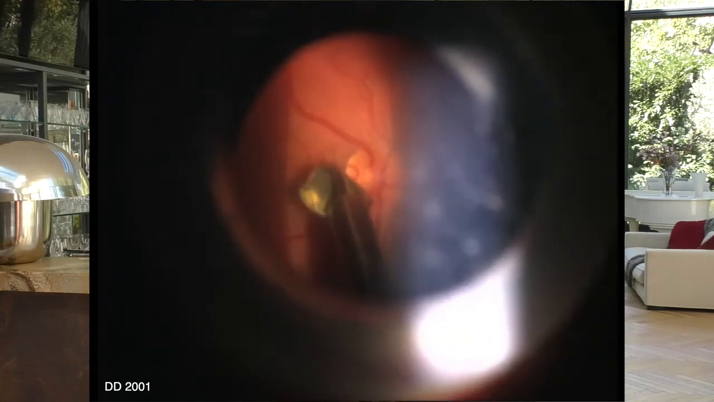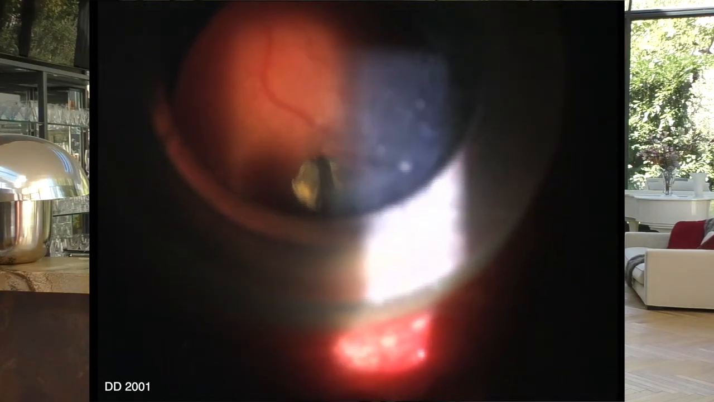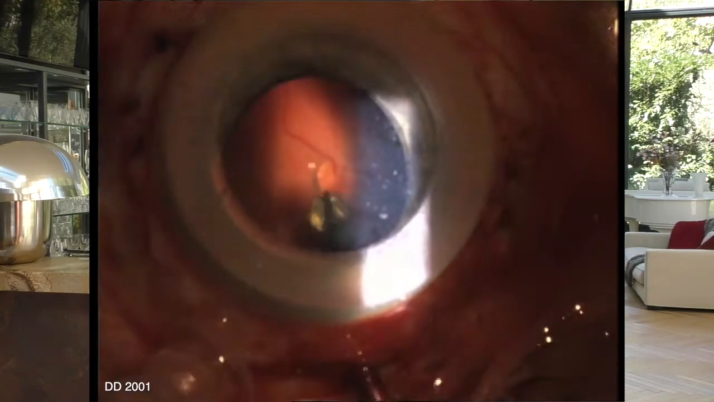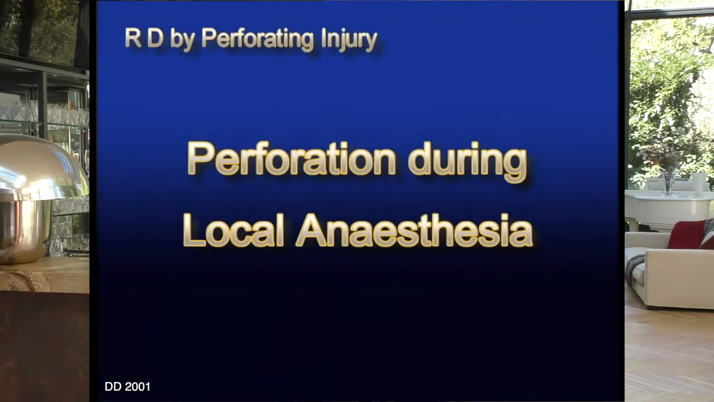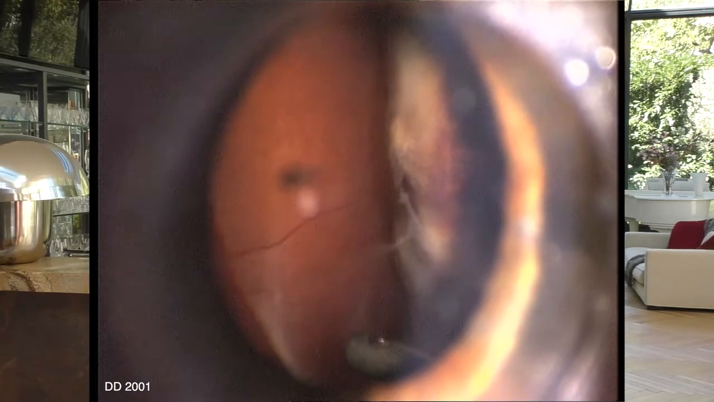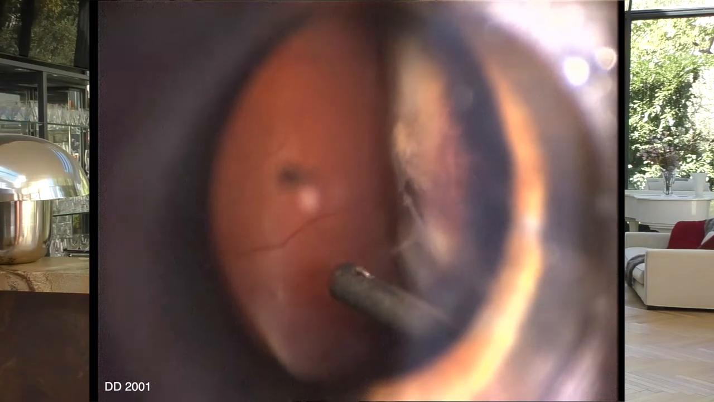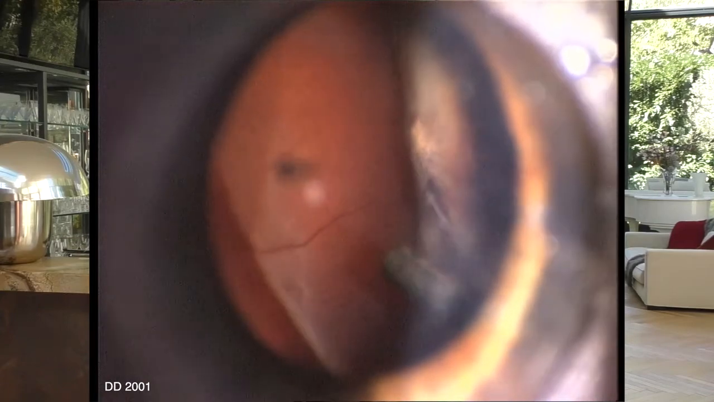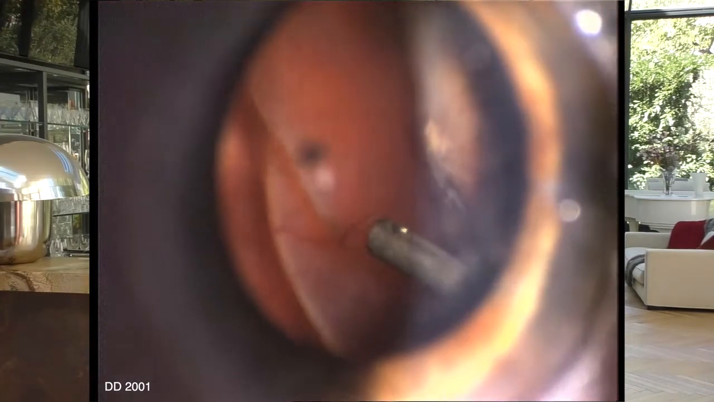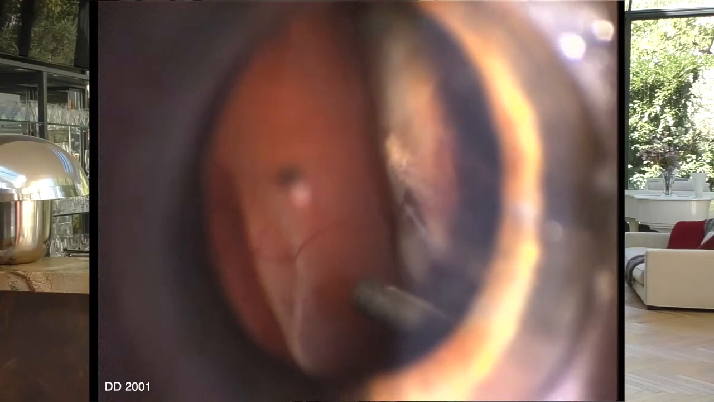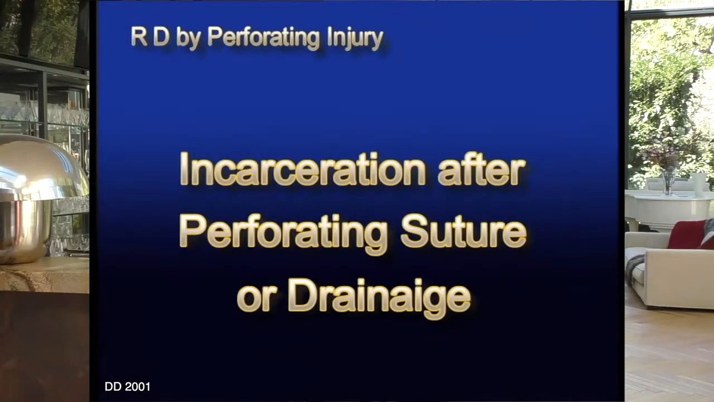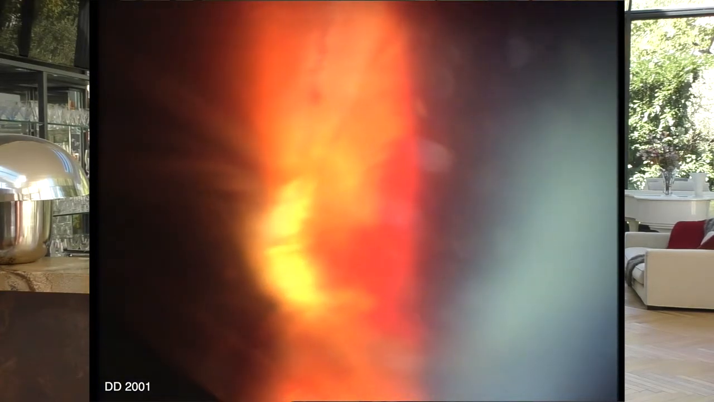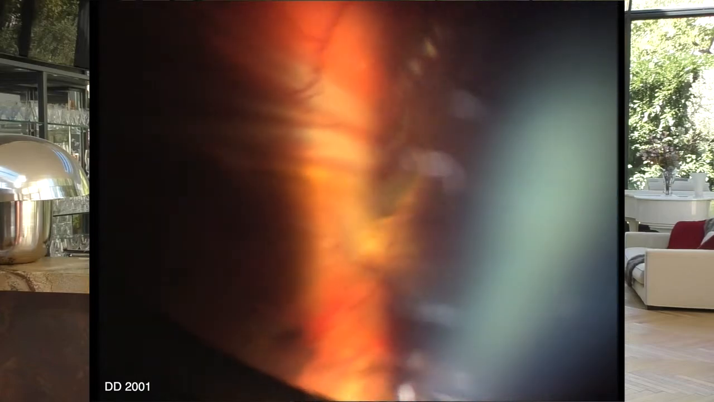We can relate these traumatic perforating RDs to iatrogenous perforating RDs. First, perforation during local anesthesia. We can see all features from a simple RD with posterior tear, managed by retinopexy gas, to very severe PVRs with fibrovascular proliferation, where a vitrectomy would be indispensable. Second, RD with retinal incarceration after a perforating suture or subretinal fluid release.